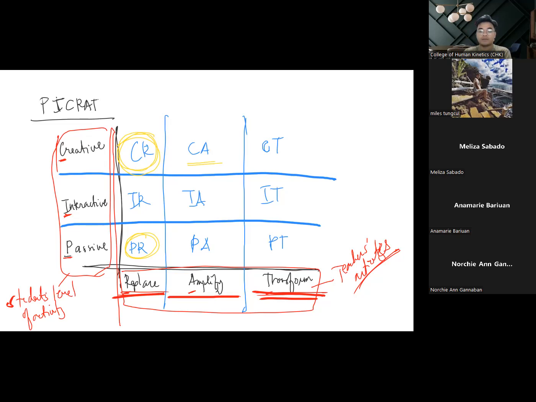Okay? So, pag nagdagdag ka lang ng konting features from the replace assessment or tool, that's only on the level of amplify. Okay? So, in your examination, there will be situations presented to you and you have to identify kung anong level siya based on SAMR or the PICRAT model. Okay? Any question?